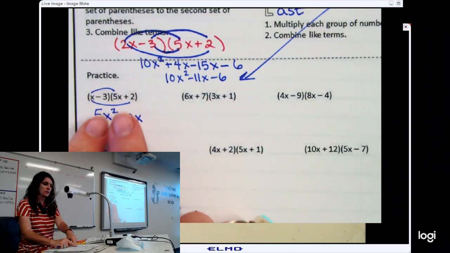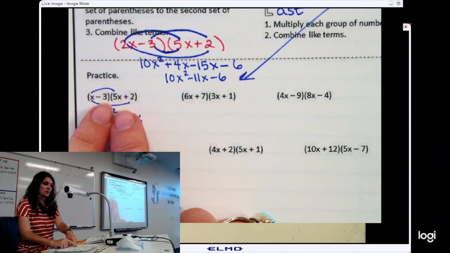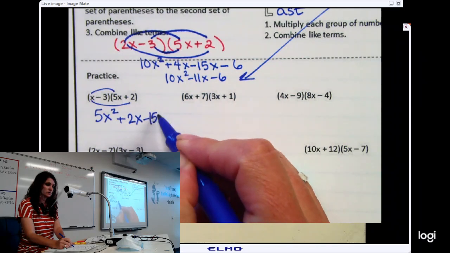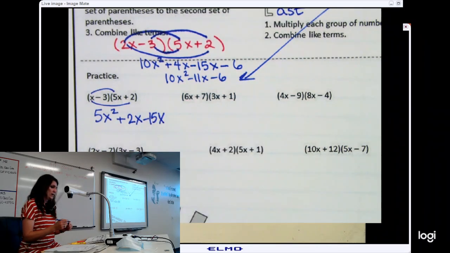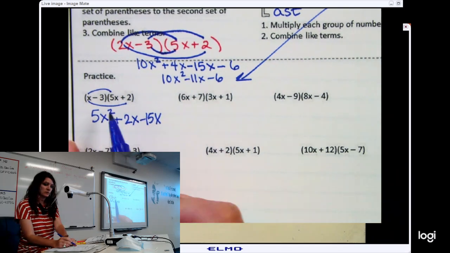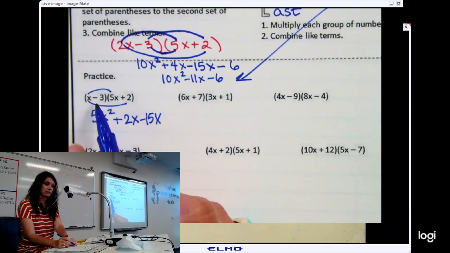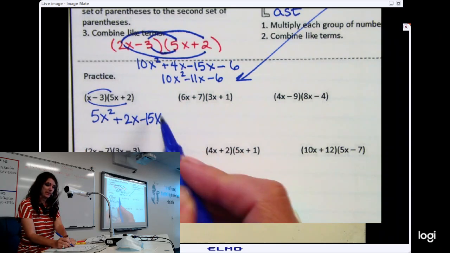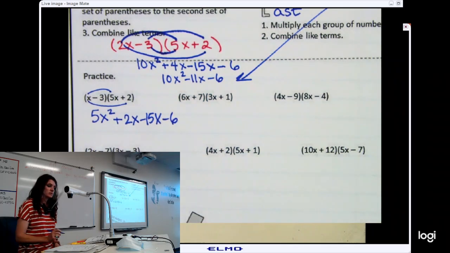Yeah, so we're going to do the inside, so that is the negative 3 and the 5x, right? Negative 15x. And Brady, what are we multiplying next? Yeah, the negative 3 and the 2. Good. Negative 3 and the 2. Sorry, I couldn't see through my shield for a second. No, that's great. Thank you. Negative 6. Stop and look back.